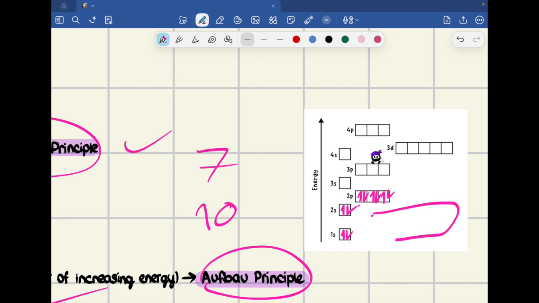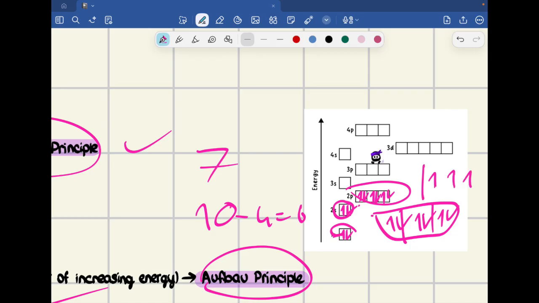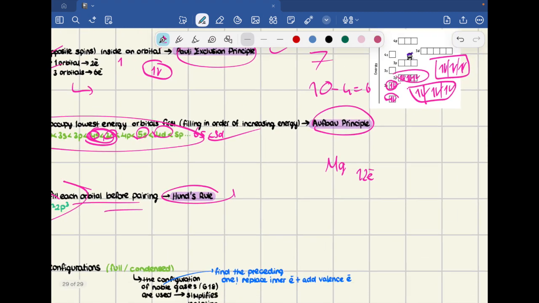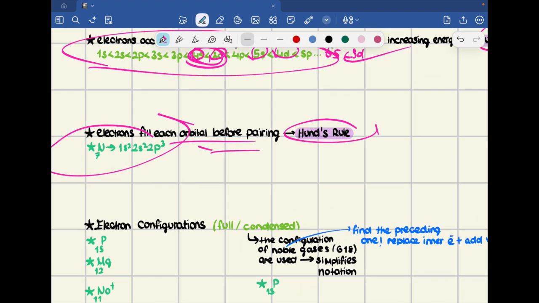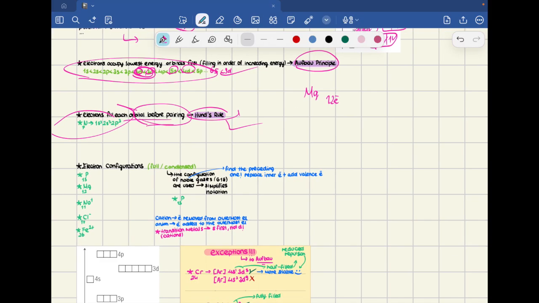So instead of doing such a thing, like for example, if we want 6 in the 2p, we have 4, 4. This is not what I do. This is not a correct way of showing it. You must fill the orbitals singly before doubly occupying them. So single before doubly occupying them. And this actually minimizes their repulsion. Okay, electrons fill each orbital before pairing. So this is Hund's rule. These are the rules for electron configuration.